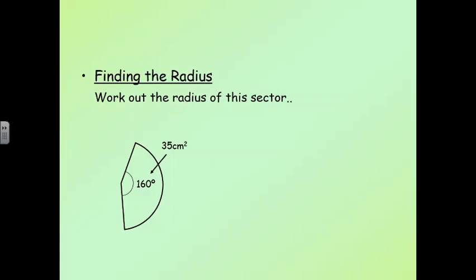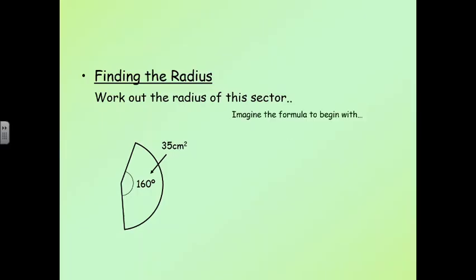For my second example, we are going to talk about finding the radius. Now we're going to work out the radius of this sector. If you notice here, we're going to be working with the sector area formula because I have been given my sector area is 35 centimeters squared. If it doesn't state that it's the area, how do I know? Well, centimeters squared represents area.